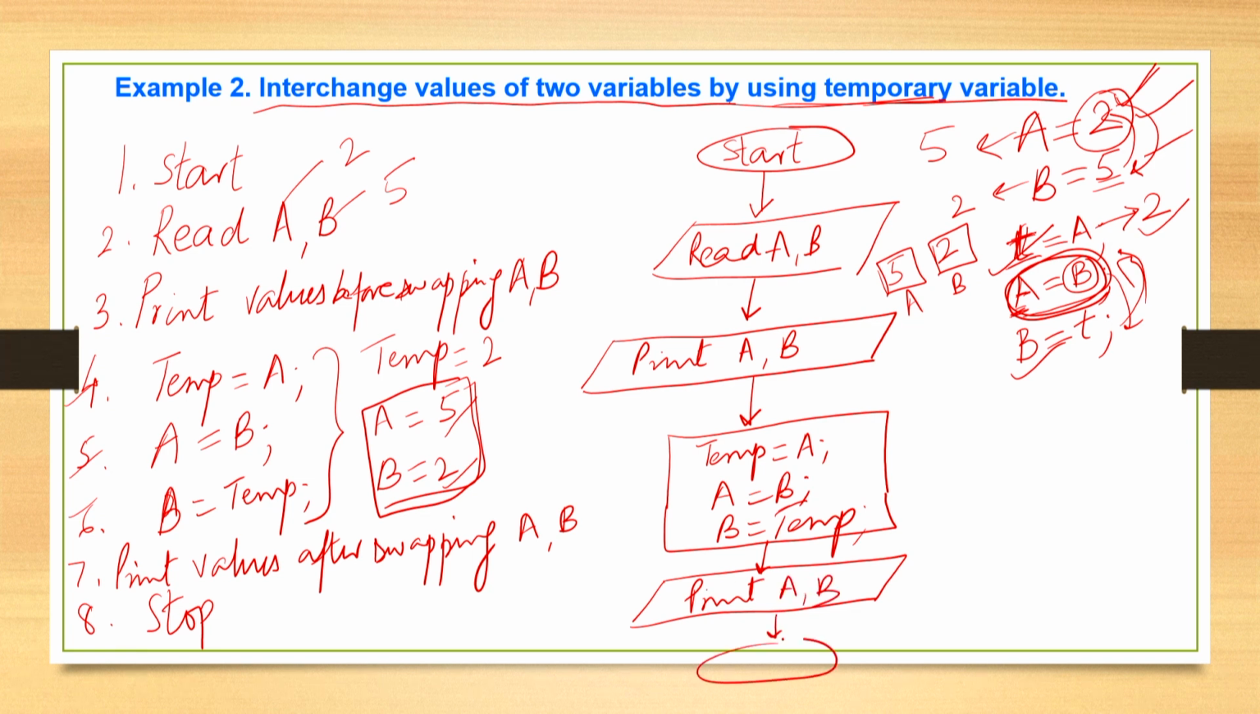And then stop. So what is the value which is printed over here? Here it is 2, 5. And after swapping it is 5, 2. That's what is required.